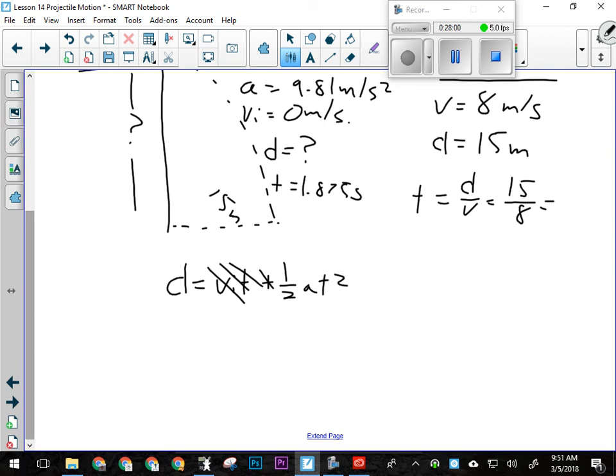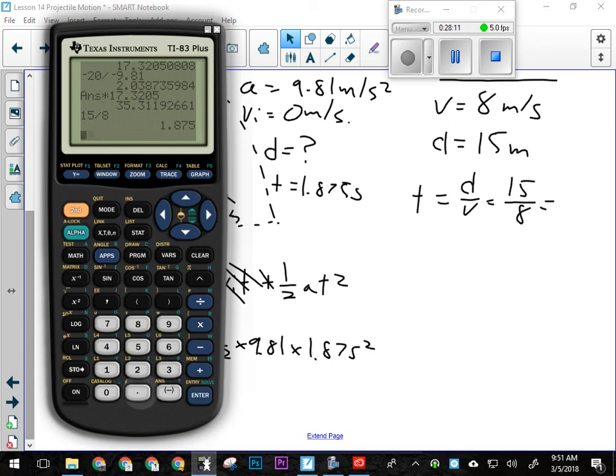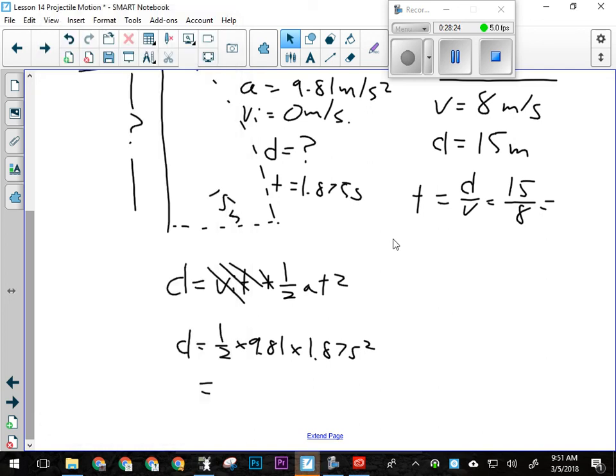This is 0, so I'm just going to get rid of that. Plug in my numbers: 1/2 times 9.81 times 1.875 squared. All right, 17.2. Actually, I think we only had one significant figure here, but we won't do that. We'll say it's 17 meters. So the height of the cliff is 17 meters.